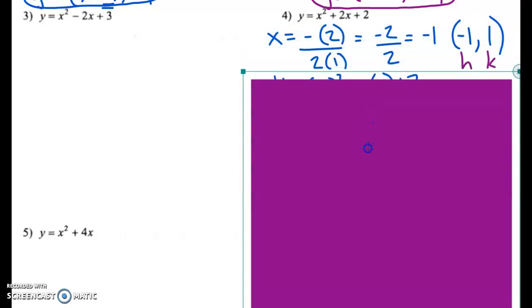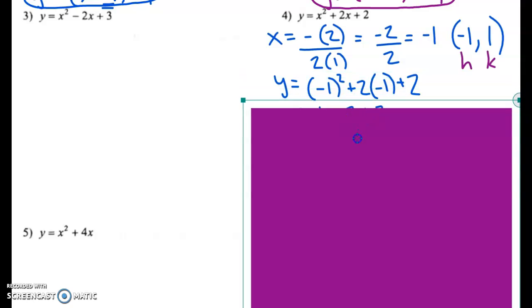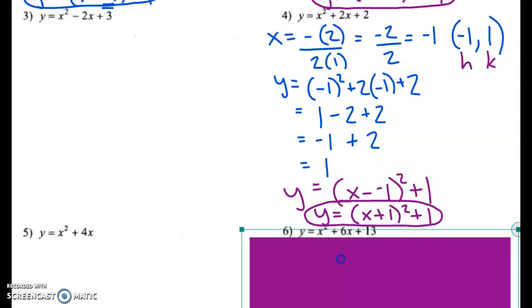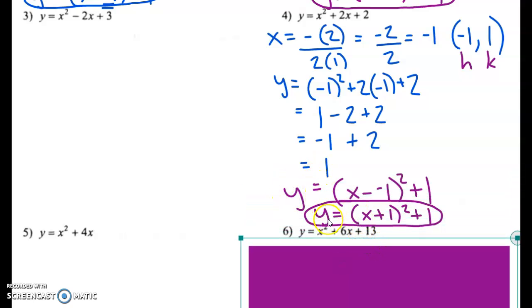So first, I found my x value of the vertex, and I got it to be negative 1. So I labeled negative 1 as h. Then I plugged it into the equation, and I got positive 1 as my y value. So the vertex I got to be negative 1, positive 1. So there's my h, there's my k. So when I plug it into vertex formula, I get y equals x minus a negative 1 squared plus 1. So remember the minus times a negative, minus a negative, is a big old fat plus. So final answer, y equals quantity x plus 1 squared plus 1.